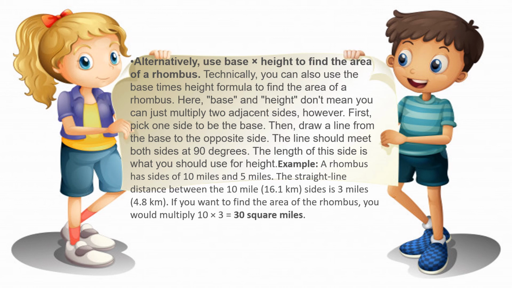Example, a rhombus has sides of 10 miles, and the straight line distance between the 10-mile sides is 3 miles, or 4.8 kilometers. If you want to find the area of the rhombus, you would multiply 10 times 3, that is equal to 30 square miles.